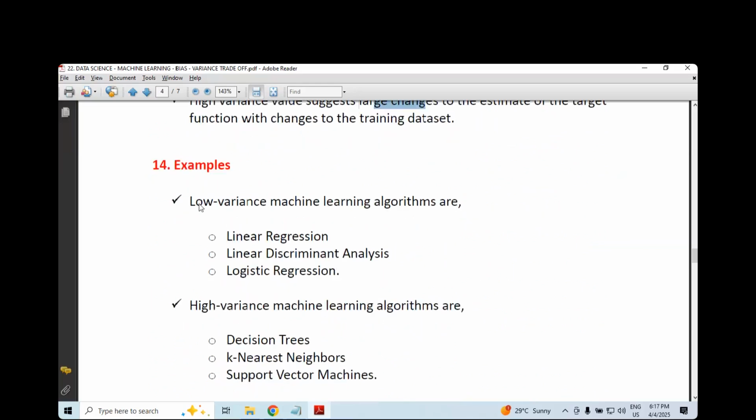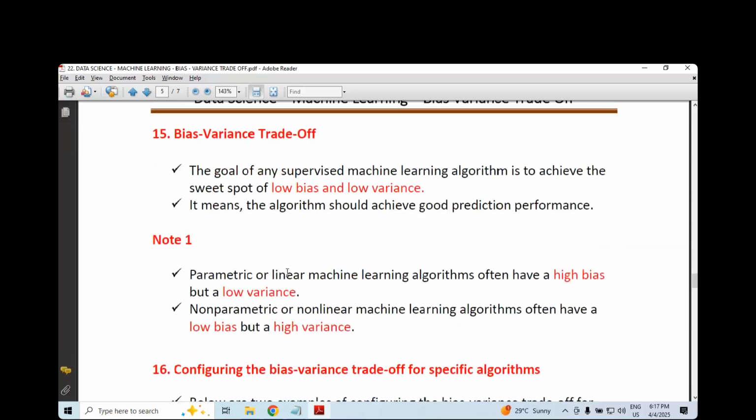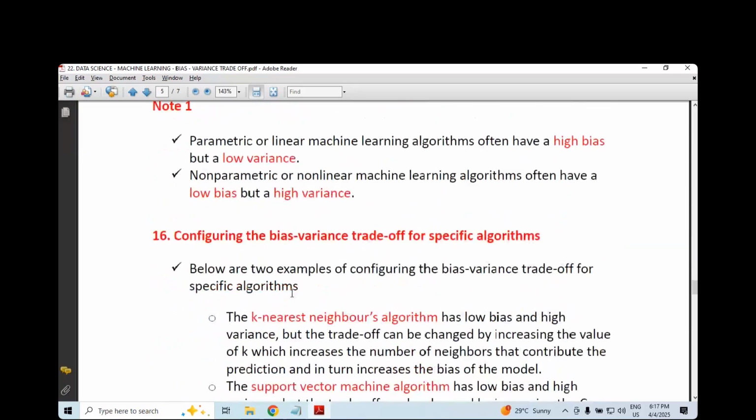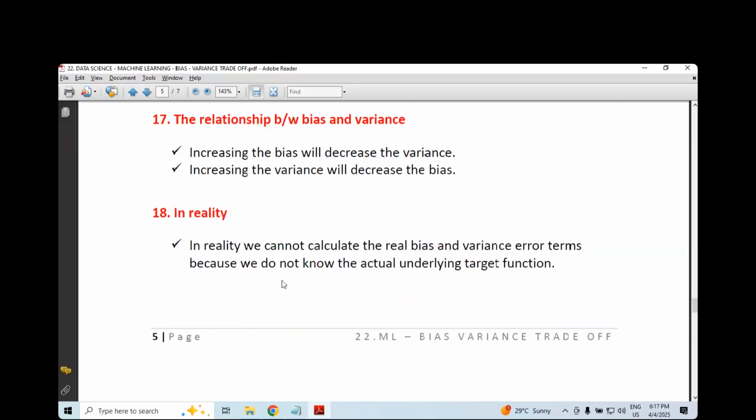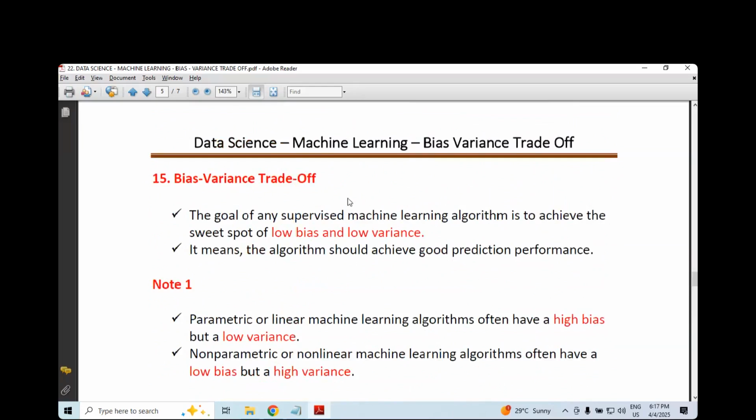These are the low variance machine learning algorithms and the high variance machine learning algorithms: linear regression, LDA, logistic regression, and vice versa. Hope you understand. This theory you can ignore, I can talk about it later. But the first definition is important, so please make a note of it.